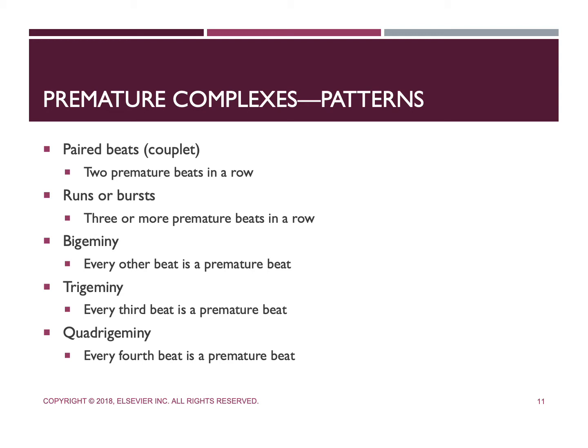Now we're going to touch base on premature complexes and their patterns. The first thing I want to talk about is paired beats, or what we call a couplet. These are two premature beats that show on the ECG in a row. We also have what we call runs or bursts, which qualify as three or more premature beats in a row.